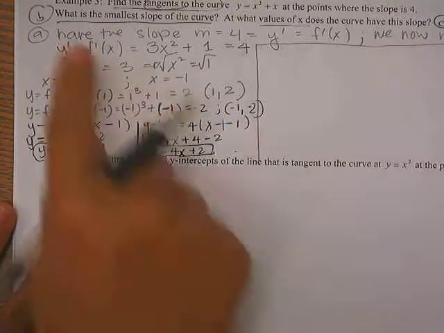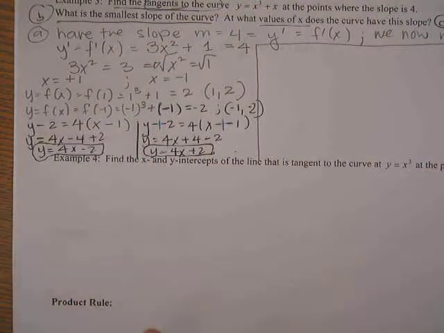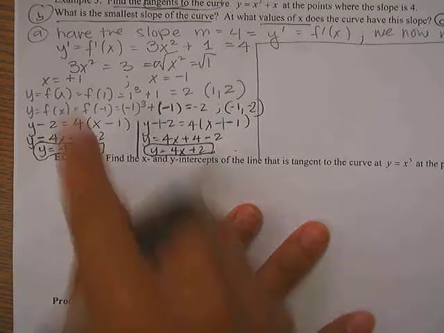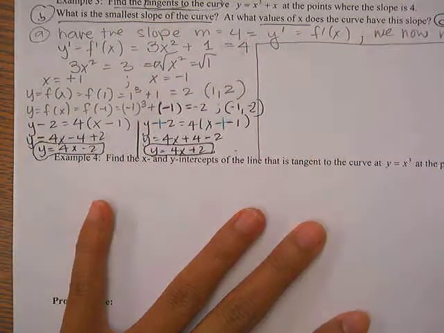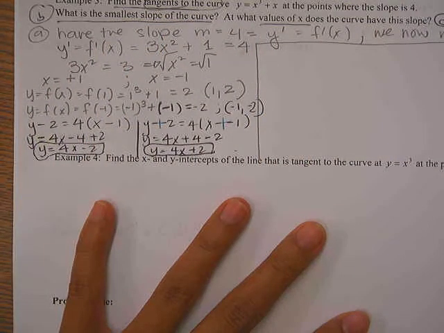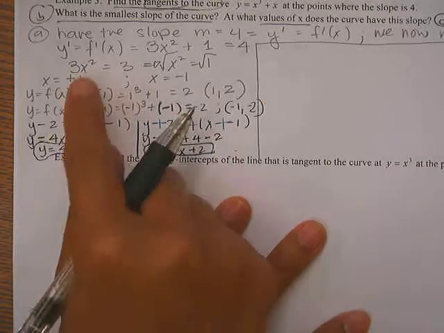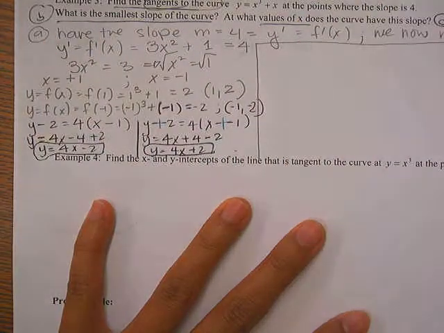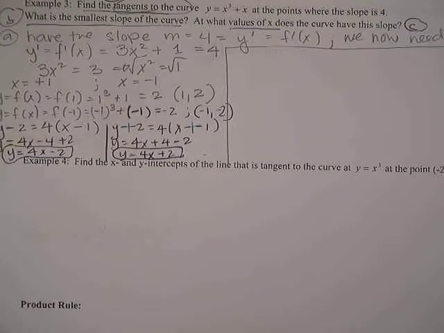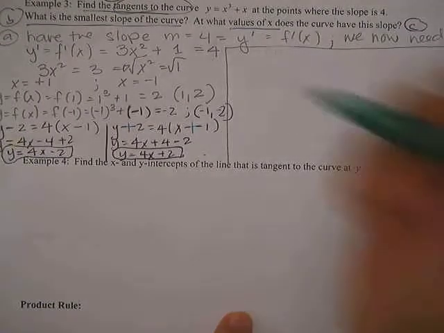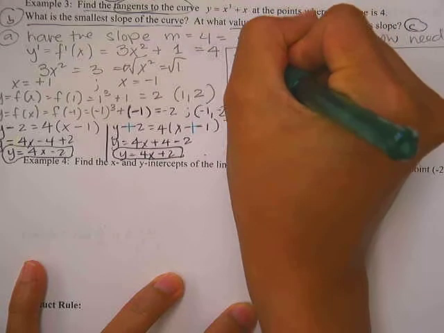Okay, so that's part A, now that we're kind of labeling the pieces. Alright, part B, what is the smallest slope of the curve? And at what x values is it that this smallest slope is located? Okay, so B and C, we're going to do it together in one place. So I'm going to move it right here. Okay, we are going to put B and C together.